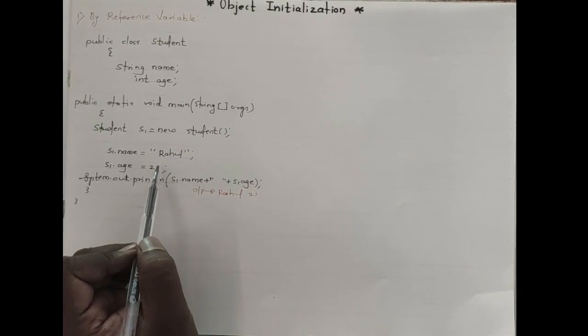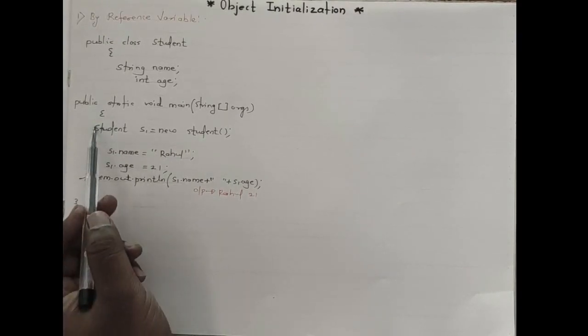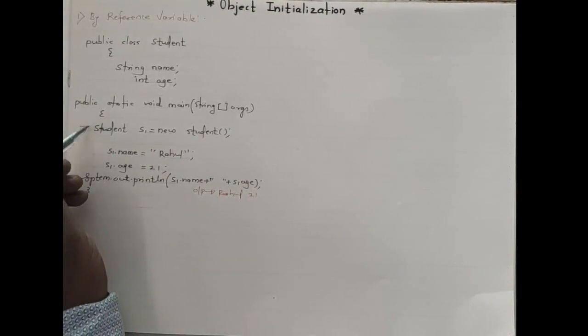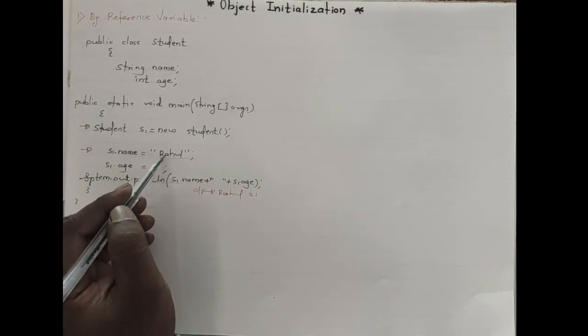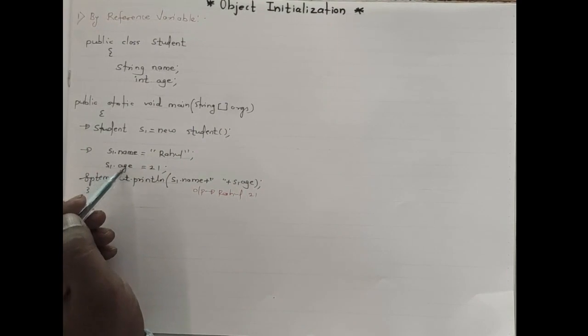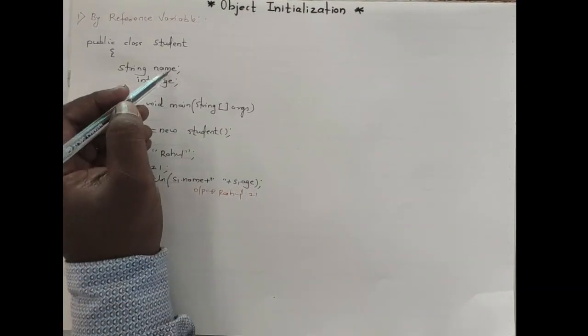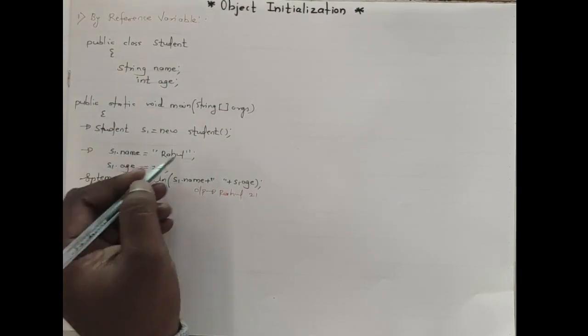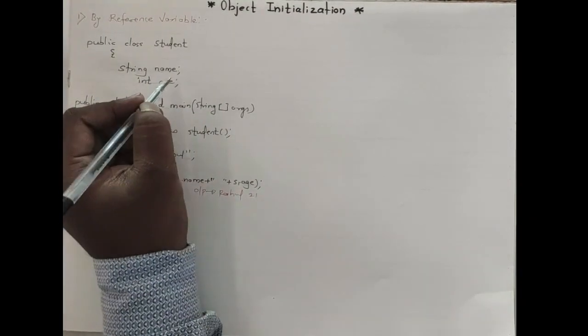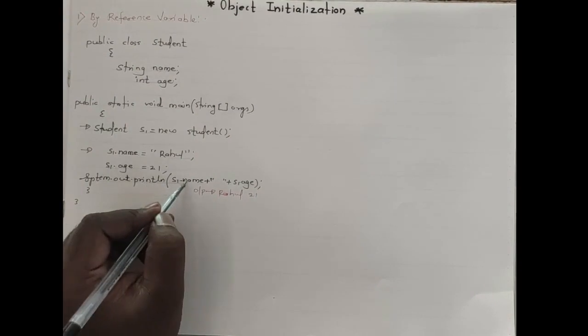So what is the execution priority? Java first comes at this line. Then the second line, s1.name = Rahul. Then s1.age = 21. Java comes here and initializes those variables one by one. First this comes here, then second this, and lastly the printing.